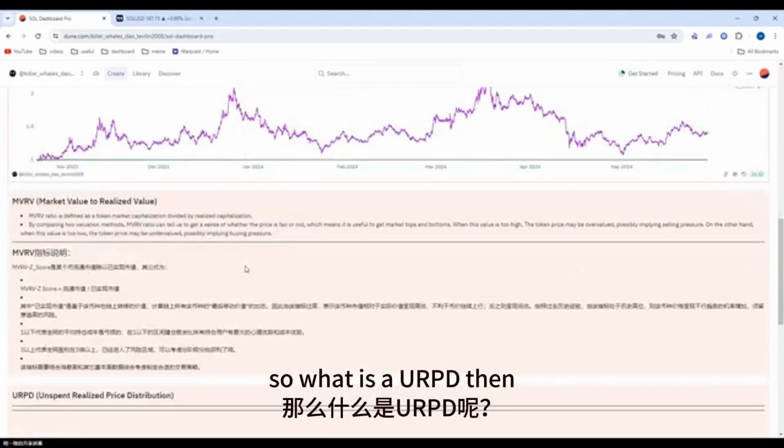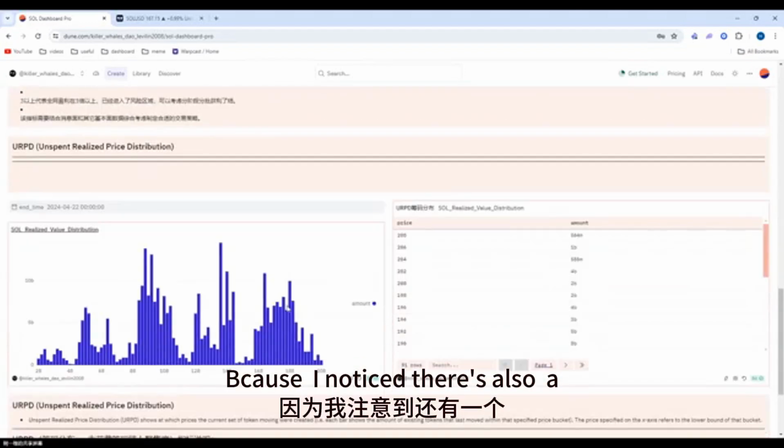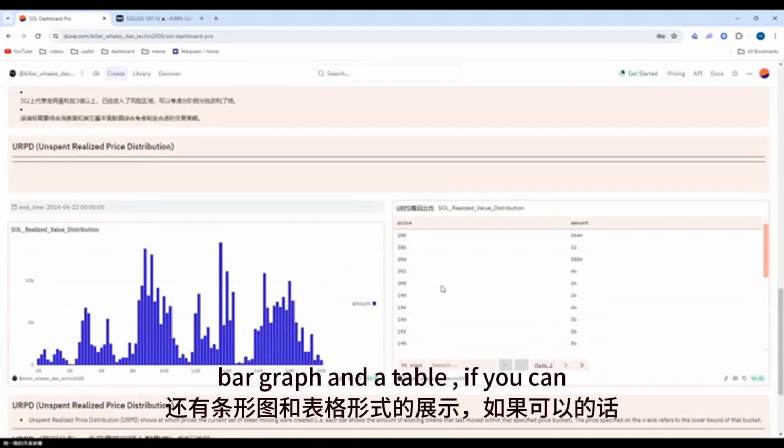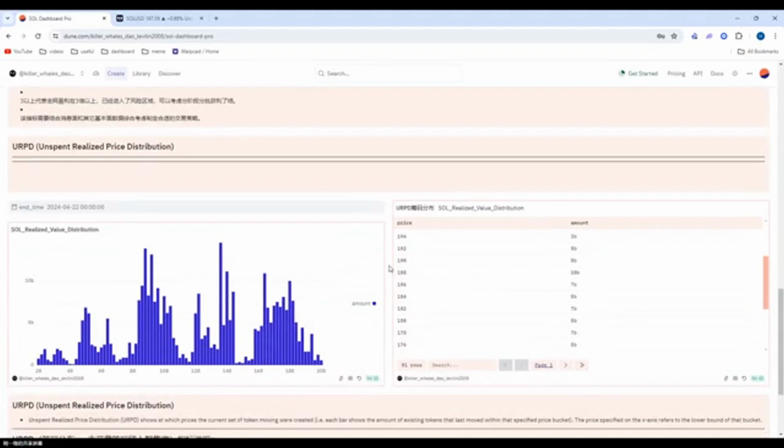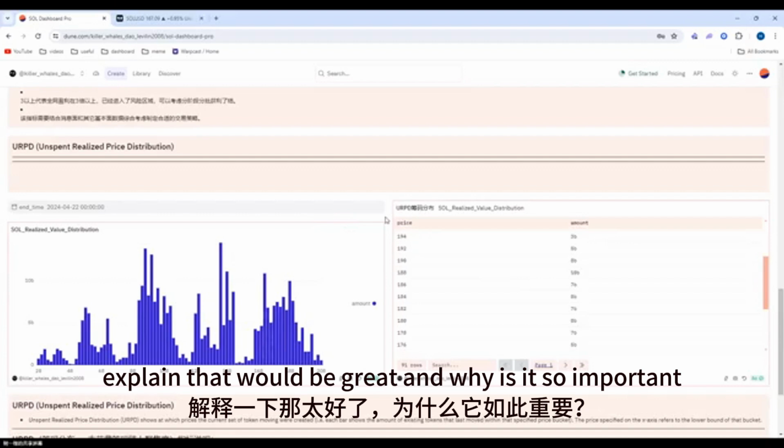So what is the URPD then? Because I noticed there's also this bar graph and a table format. If you can explain, that would be great. And why is it so important?